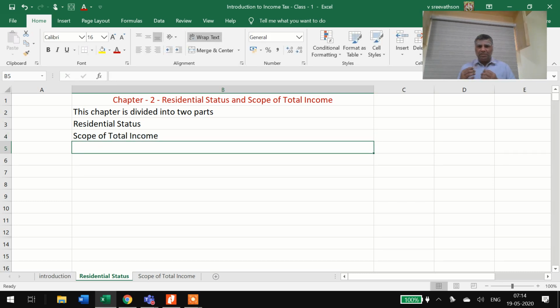Hence, this chapter is divided into two parts. Residential status is part 1. Scope of total income is part 2. The chapter is divided into two parts, my dear friends. Part 1 is residential status. Part 2 is scope of total income.